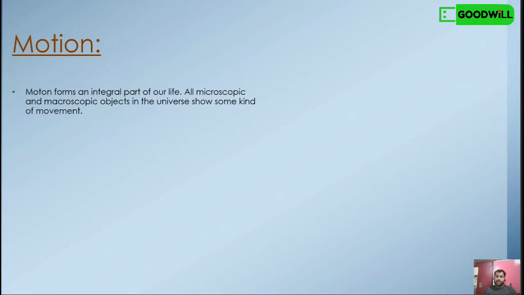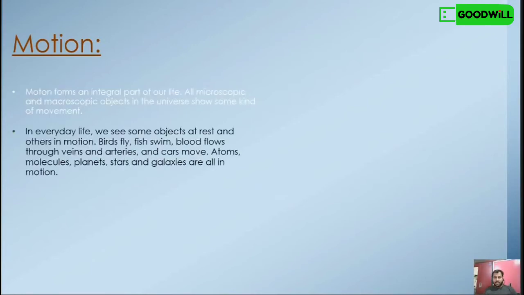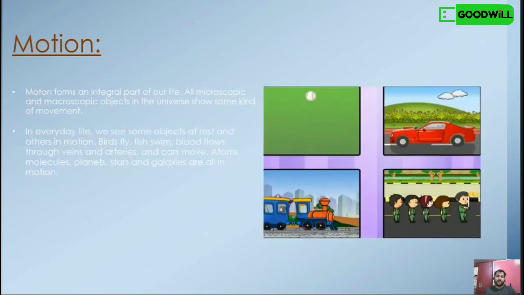So if you look at the nearby surroundings, you will find there might be two categories: something might be at rest and something might be moving. So motion forms an integral part of our life. All microscopic and macroscopic objects in the universe show some kind of movement. In everyday life, we see some objects at rest and others in motion. Birds can fly, fish swim, blood flows through veins and arteries, and cars move. Atoms, molecules, planets, stars and galaxies are all in motion.